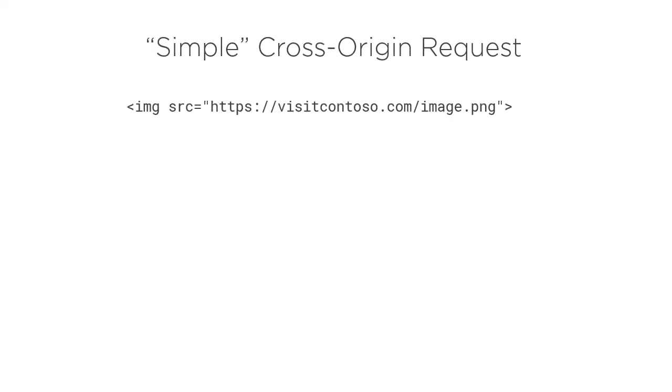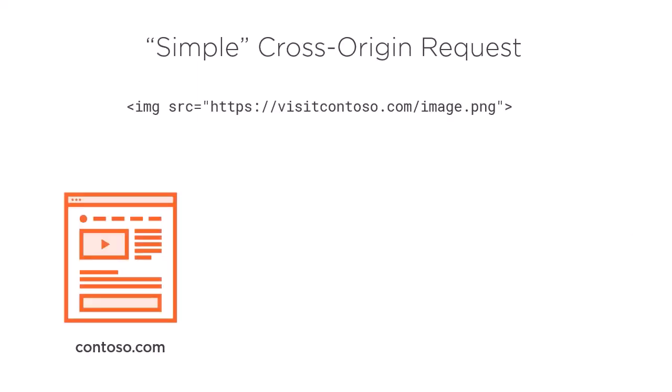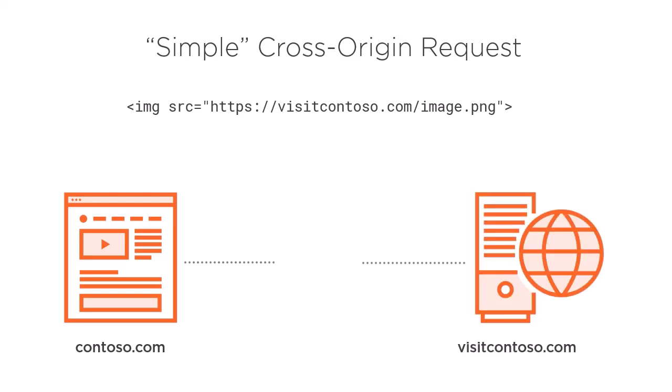Here's an example of a so-called simple request. The website contoso.com requests an image from visitcontoso.com. Since the request is an embedded image, even though it's a cross-origin request, the browser will not enable CORS by default, because embedding images is a simple request, so the image will be embedded without issues.